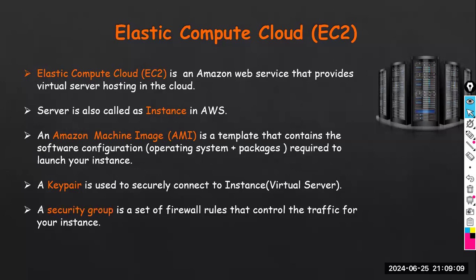Next one, security group. In a security group, it provides a set of firewall rules that control the traffic for your instance. When we launch an instance, a virtual server, who can access your server, who cannot access your server, who should access and who should not access: these kinds of rules we write in the security group. A security group is a set of firewall rules which protects our server.